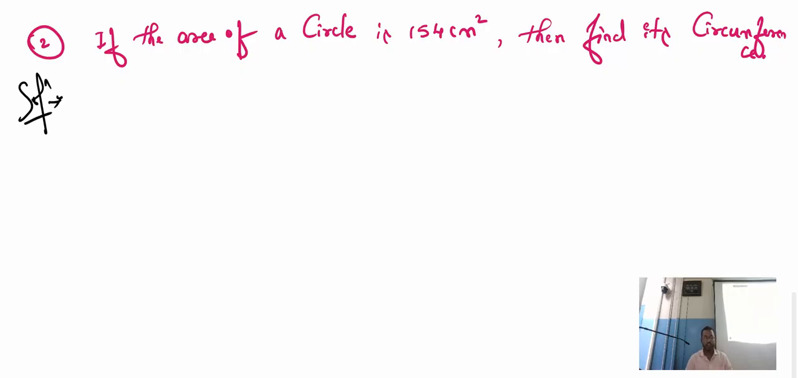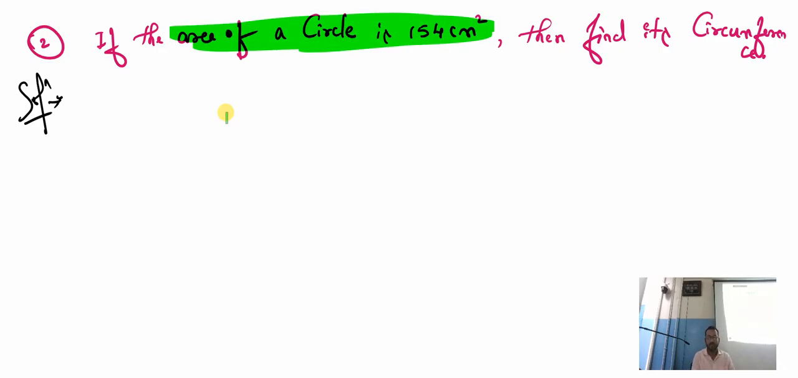Okay. Now in this problem, what have they given? They have given the area. They have given area of circle as 154 centimeter square. What is area of circle? That is pi r square. They have given the complete value of pi r square, the value you get if you multiply pi and r square. Area given means nothing but pi r square value they have given.